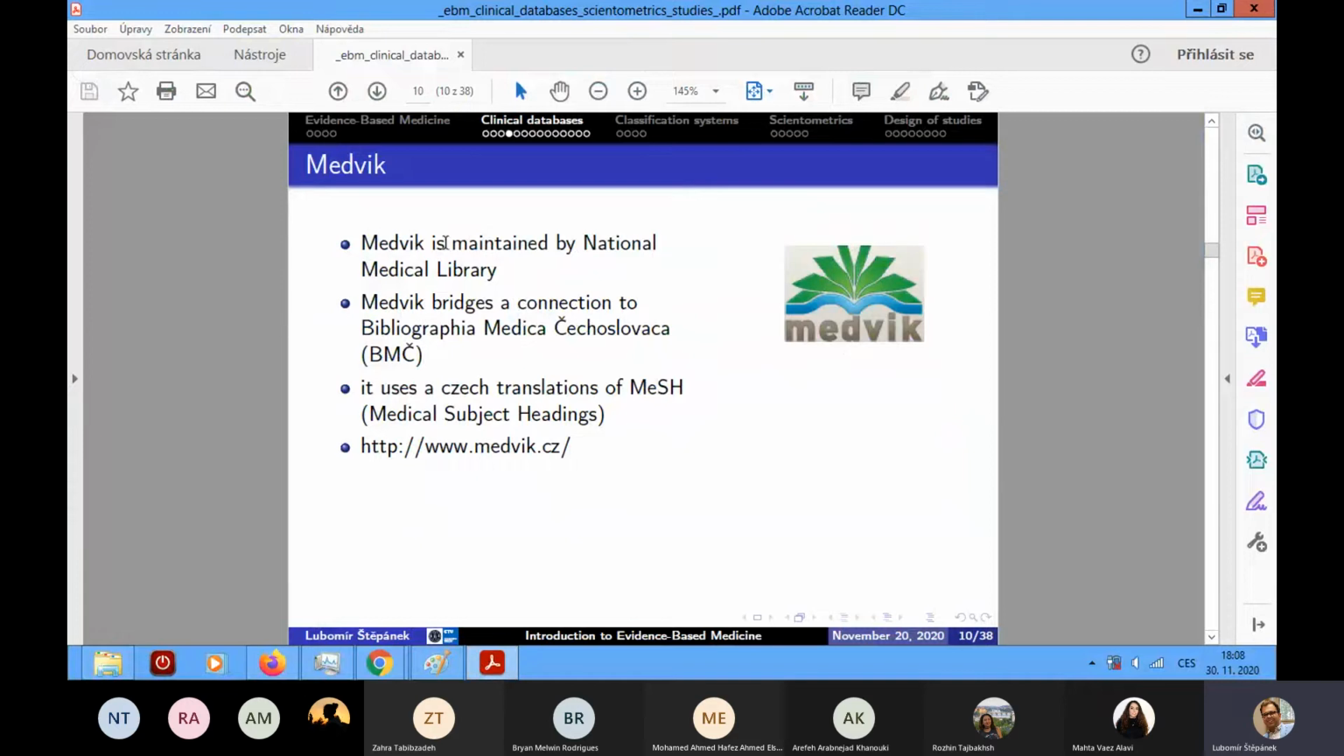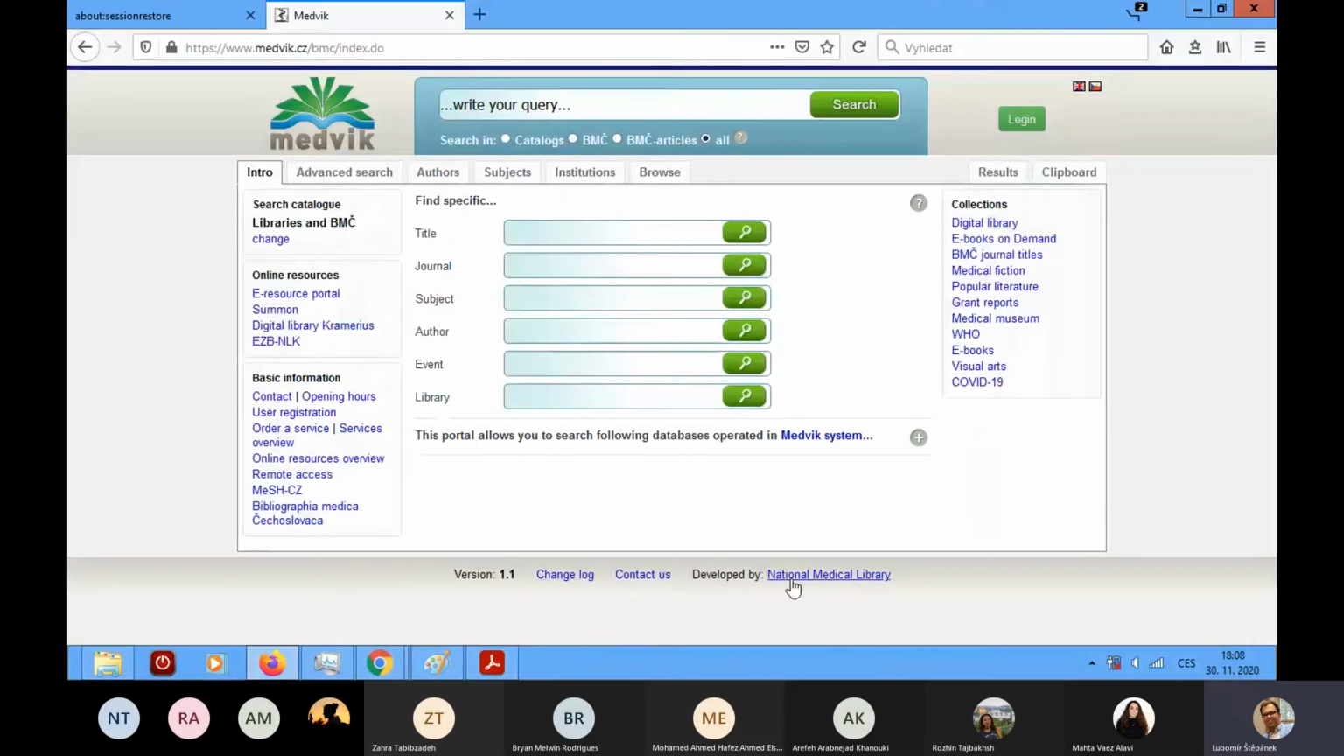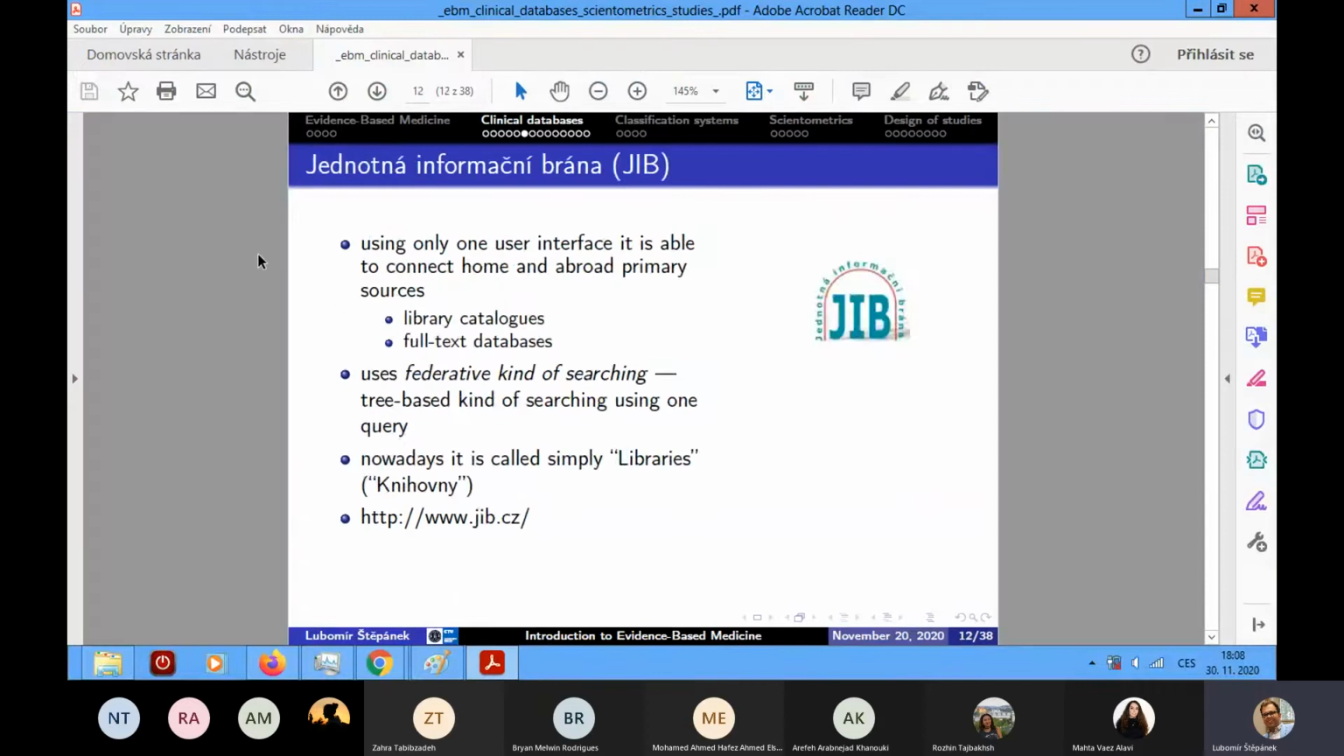As I told you, I'm just going to skip the boring stuff, and I would like to tell you the interesting stuff. So Medvik, consider Medvik as an interface of a library, the National Medical Library. Since you know that the National Medical Library is open for you, but only for you as students of Czech medicine. Good to know it. Okay, this is about Medvik.